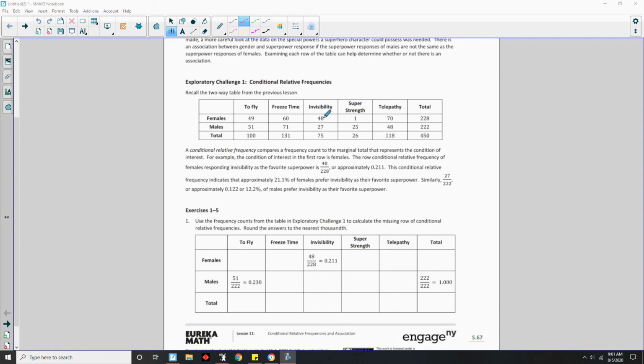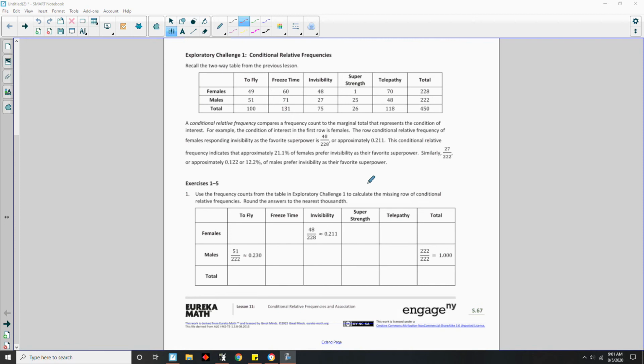Similarly, 27 out of 222, which is males, or approximately 0.122, or 12.2% of males prefer invisibility as their favorite superpower. Okay, so that was just a quick review of what we did last lesson. Now in exercises 1 through 5, we're going to use the frequency counts from the table in Exploratory Challenge 1 to calculate the missing row or a row of conditional relative frequencies. Round the answers to the nearest thousandth.